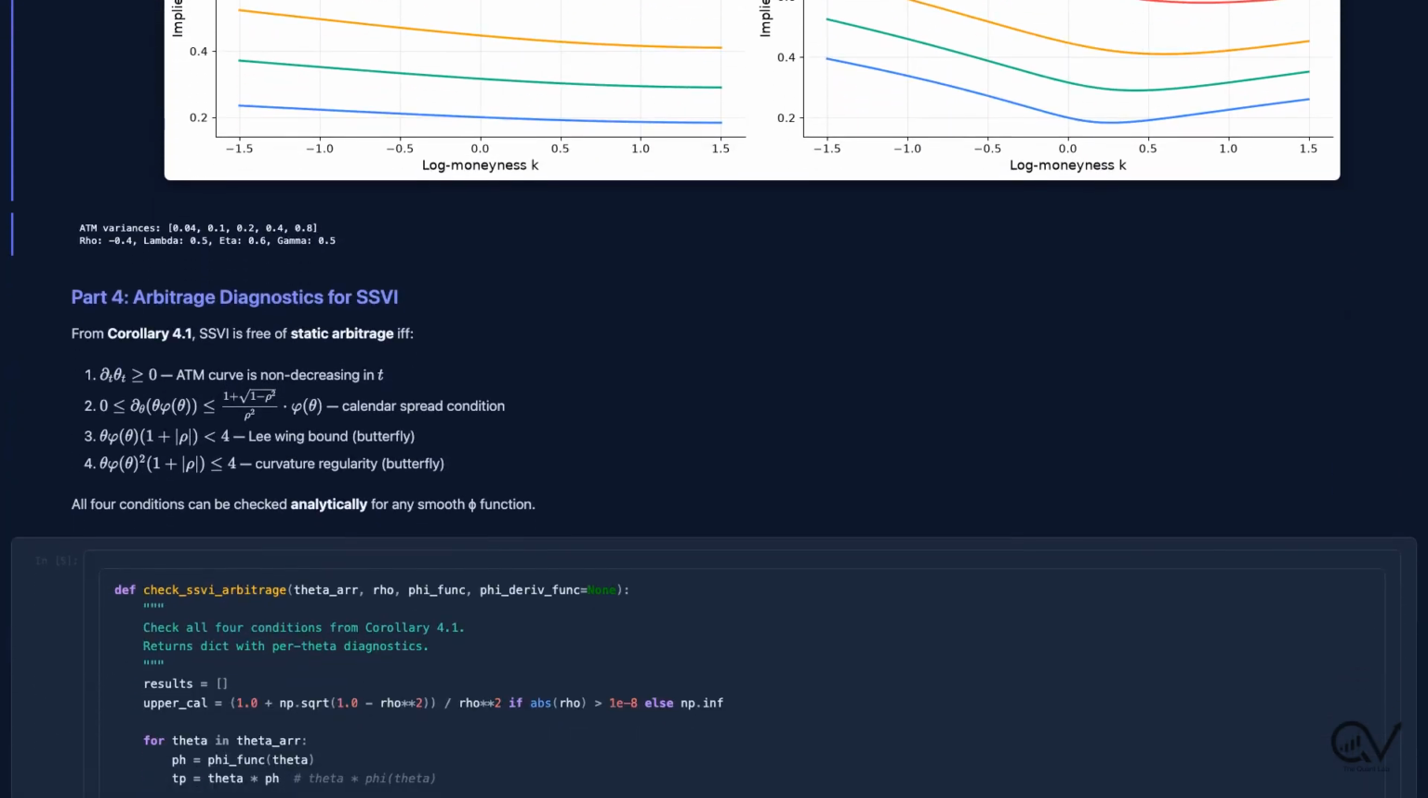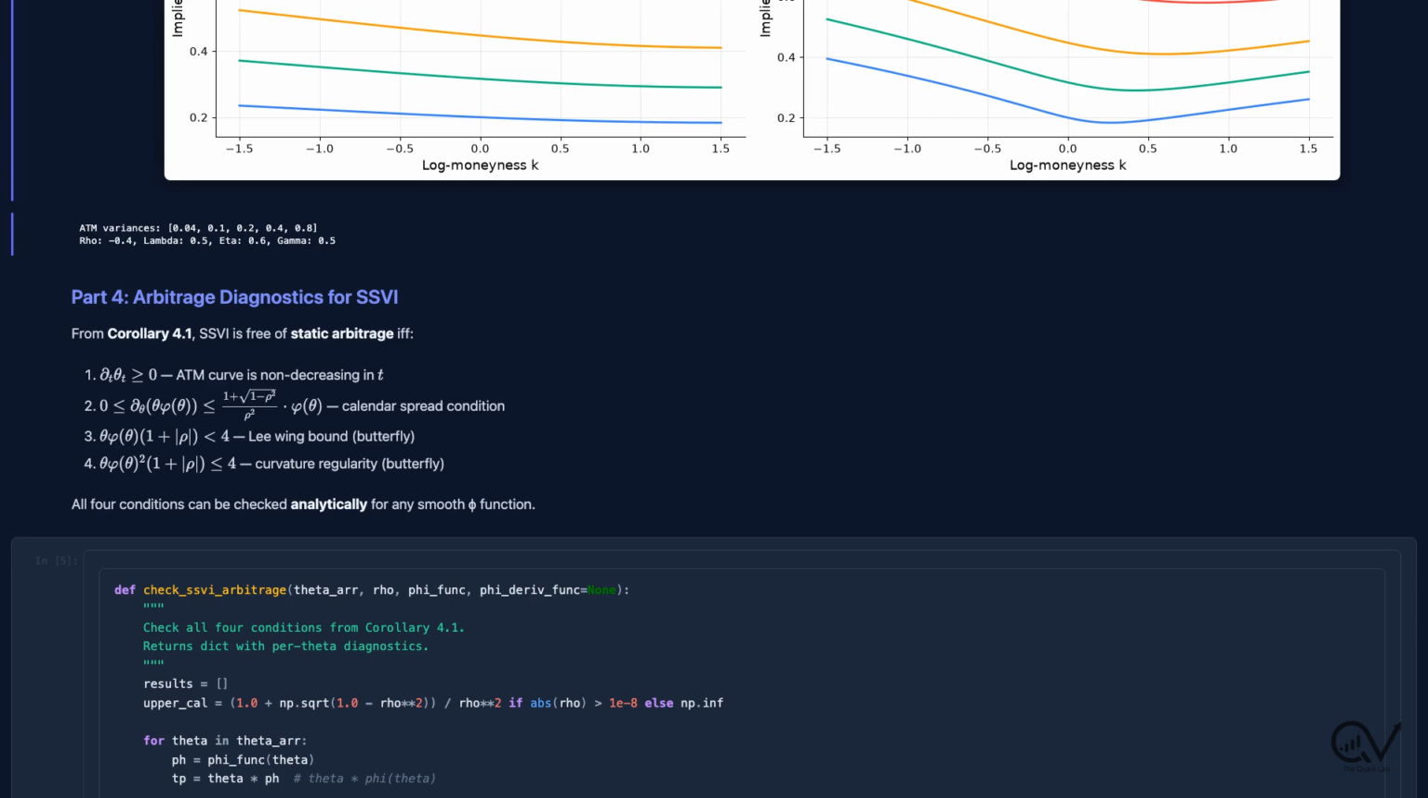Corollary 4.1 assembles the paper's main result into 4 checkable conditions. Condition 1 is trivial if you observe the ATM variance from market prices. It just says longer dated options have more variance, which is always true in practice. Condition 2 involves the derivative of theta times phi with respect to theta. For the power law, this derivative is simply 1 minus gamma, which is a constant.